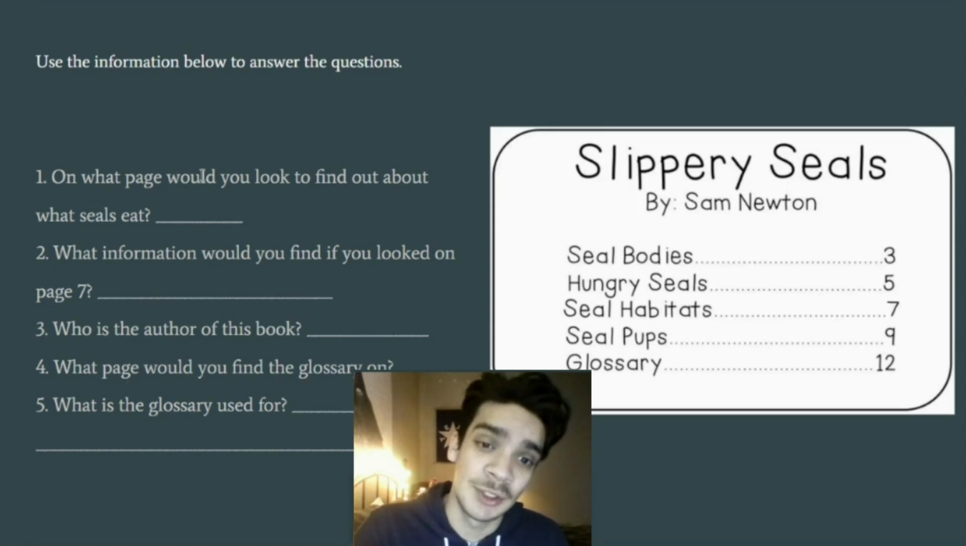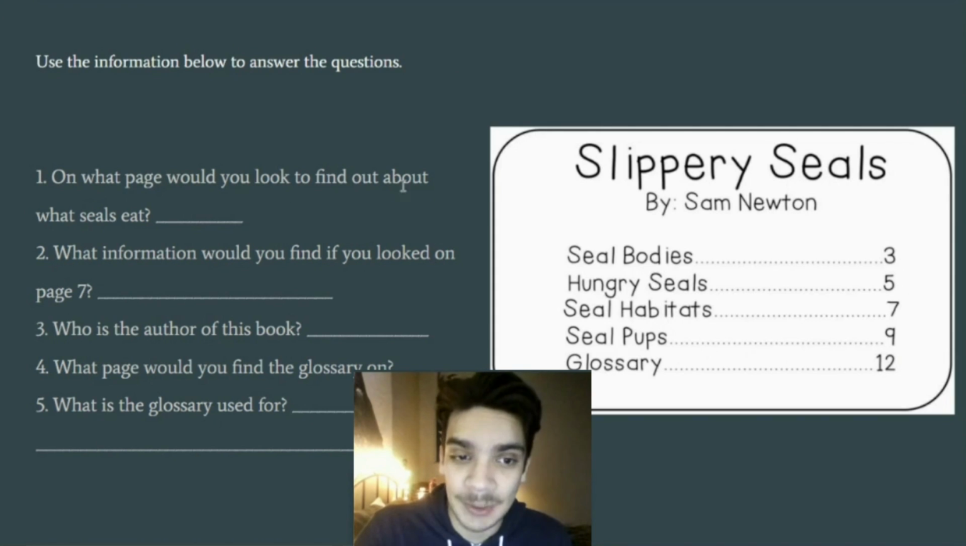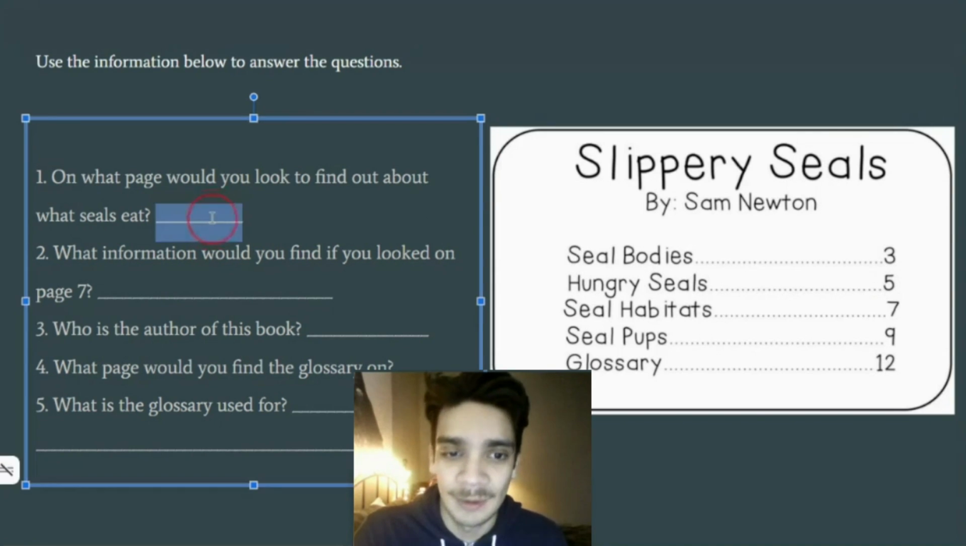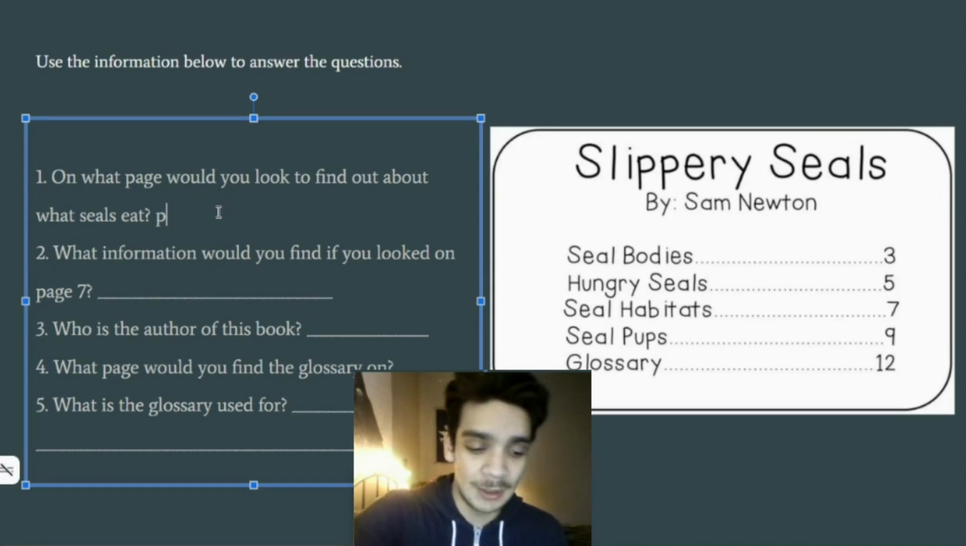On what page would you look to find out about what seals eat? Seal bodies, hungry seals, seal habitats, seal pups. To me, this sounds like hungry seals would tell us about what seals eat. So we're going to see the what right here, hungry seals. Follow the dotted line to where? Page 5. So we're going to say page 5.